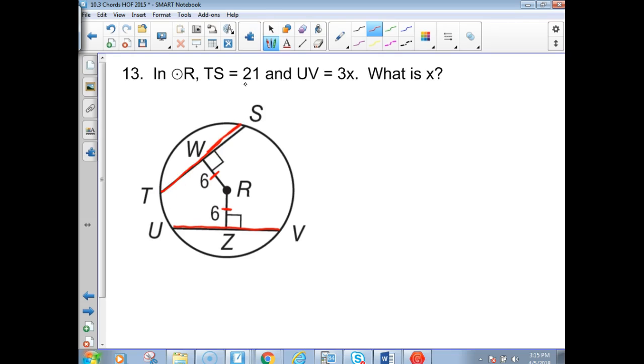All right, now, TS is 21. UV is 3x. So TS is equal to UV. So we're going to plug in. 21 equals 3x. Divide by 3 and we get the answer. X is 7.